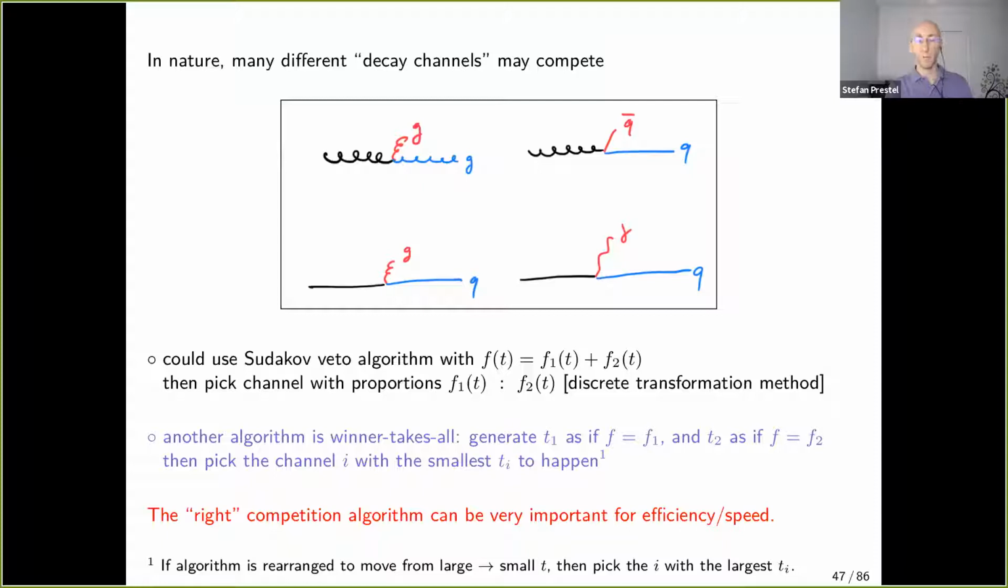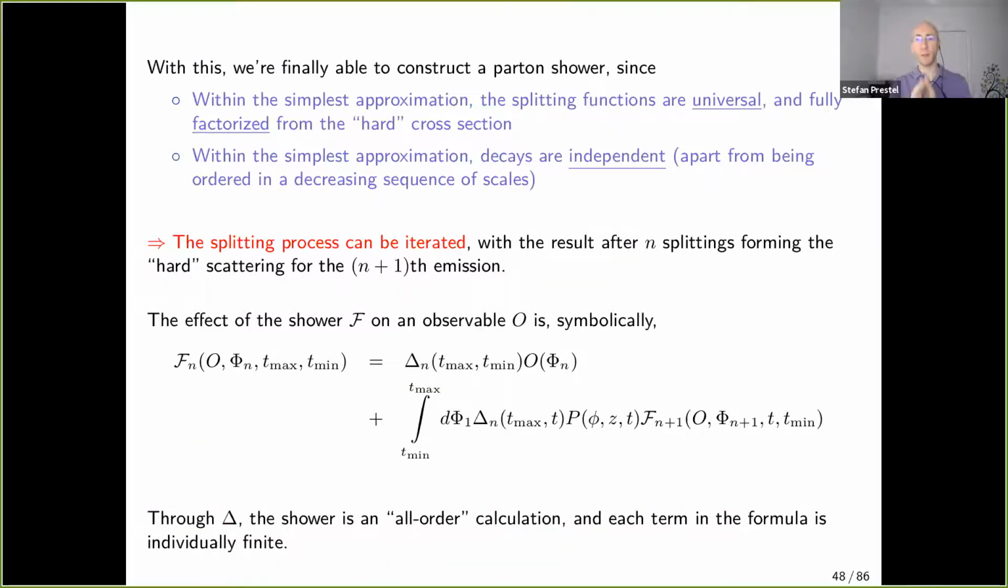Okay, now moving on. So finally, with this, we have all the technical tools to construct a parton shower, which in the simplest approximation, uses the splitting functions that we looked at at the end of the last lecture, and that Dave has already and will also talk a bit more about. These are fully factorized from the hard scattering cross-section. And again, in the simplest approximation, the decays of particles are independent of each other.